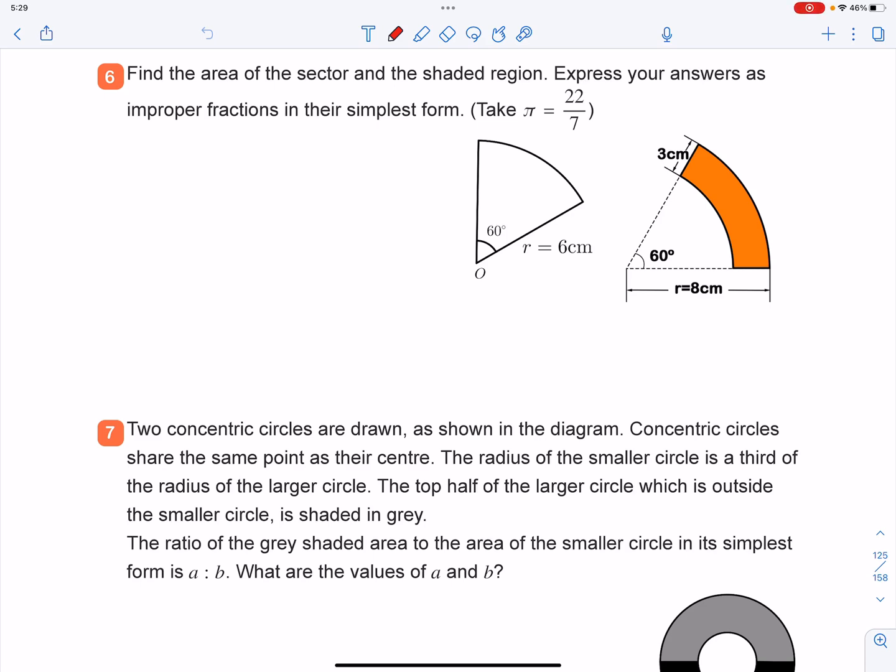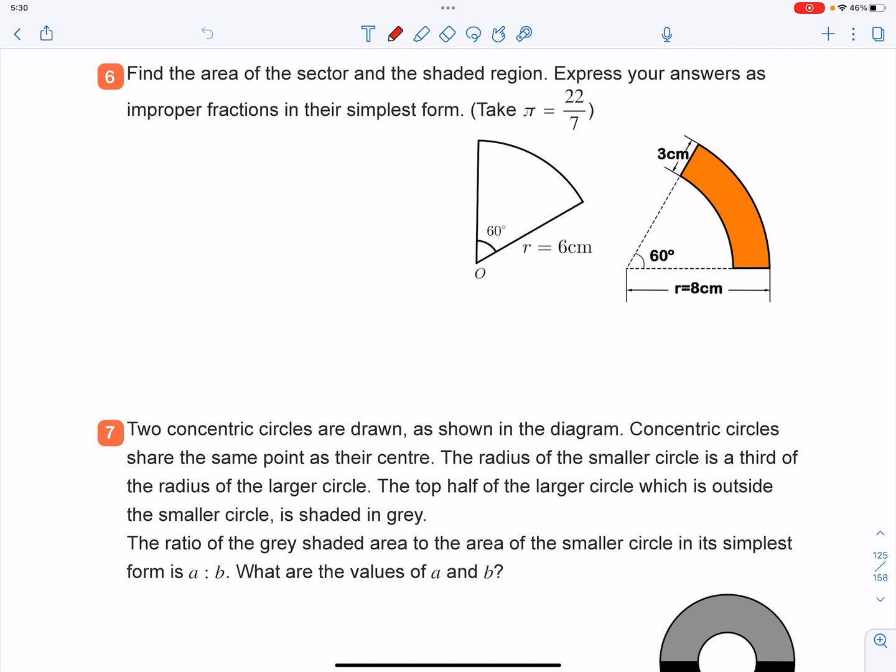Basic exercise question number 6 of lesson 5. Find the area of the sector and the shaded region. Express your answers as improper fractions in their simplest form. We're going to take pi equals to 22 over 7.